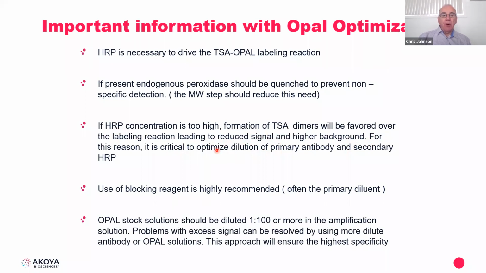When you are using your Opal solutions, we tend to standardize around about a 1 in 100 dilution. This just tends to work quite well. If it's a little too bright, we can reduce it. If it's a little bit too weak, we can increase it. But 1 in 100 is the target we're aiming for.